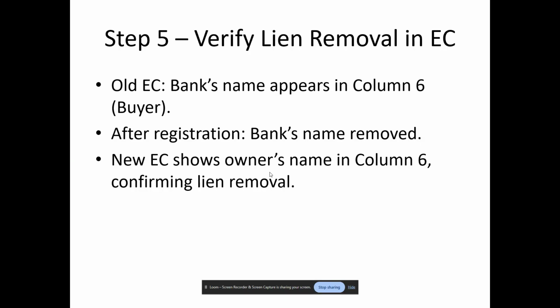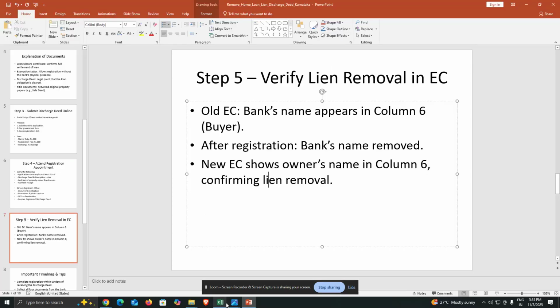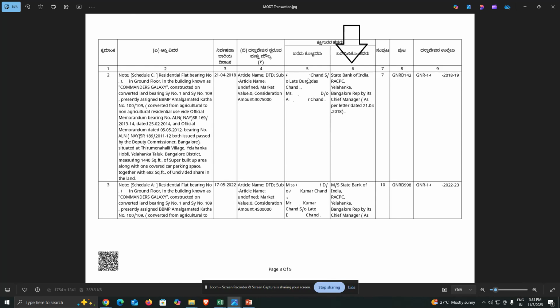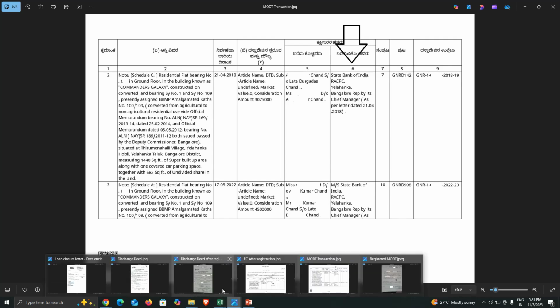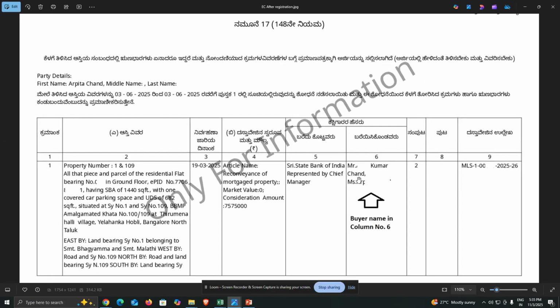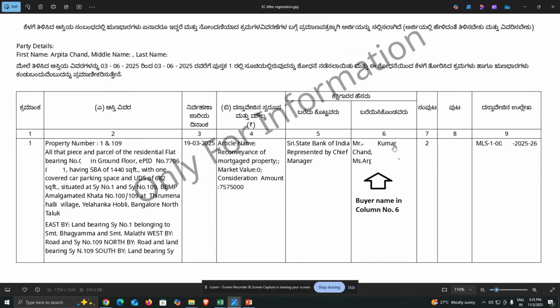Once after you register the discharge deed, we must verify the EC. So let me explain how we can verify the EC. Just see the screen. This is the EC I extracted after my MODT registration. If you see here in column number 6, the bank details are showing State Bank of India. It means the bank is claiming the ownership of my property. After the discharge deed, in column number 6, my name is there. It means that I have claimed back the ownership from the bank. So it means that I have successfully registered my discharge deed.